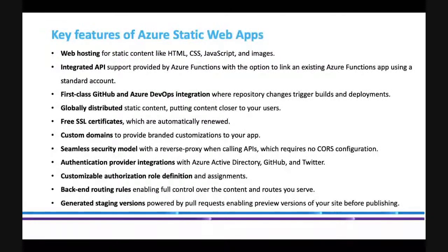You get custom domains to provide branded customizations to your app. You get a seamless security model with a reverse proxy when calling APIs, which requires no extra configuration. Authentication provider integrations with Azure Active Directory, GitHub, and Twitter. Customizable authorization role definition and assignments. Backend routing rules enabling full control over the content and routes you serve, and generated staging versions powered by pull requests, enabling previews of your site before publishing.